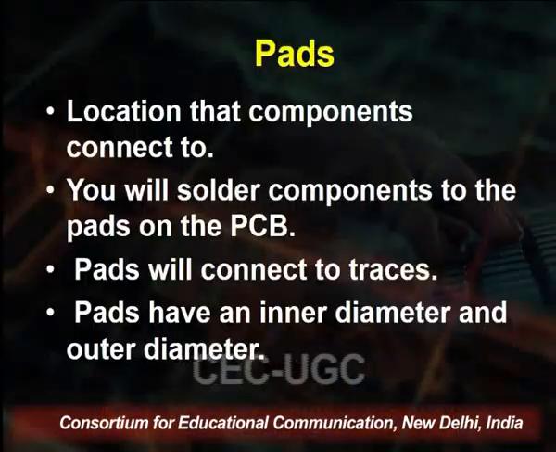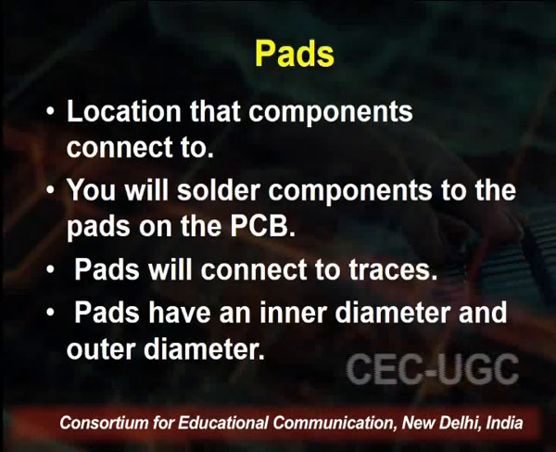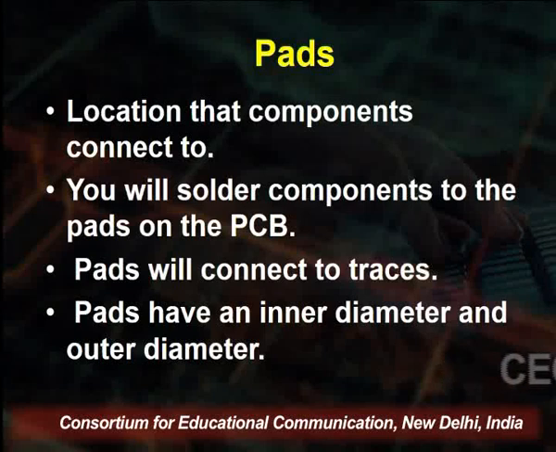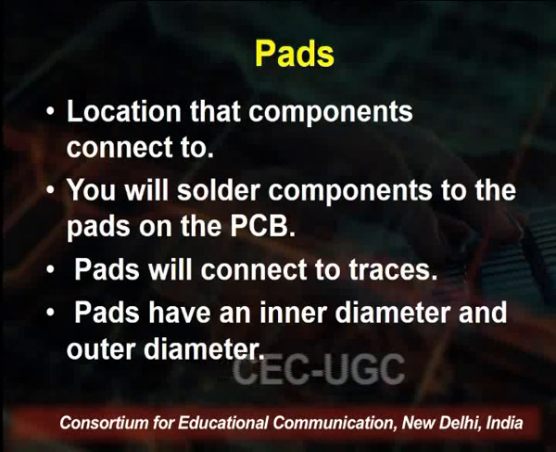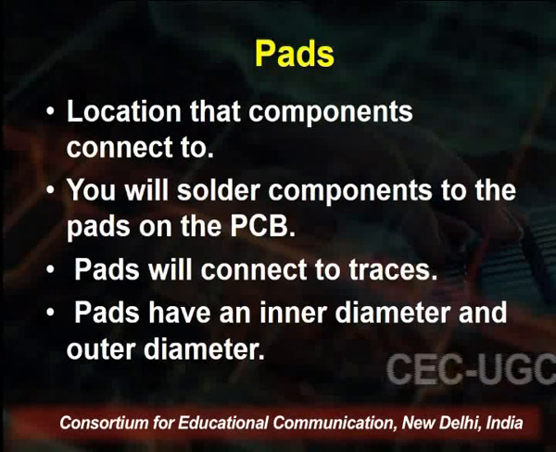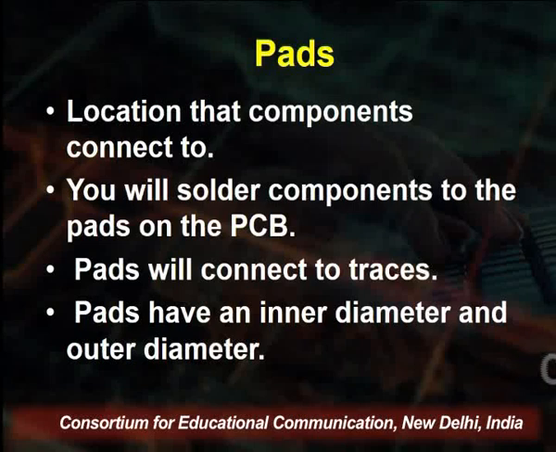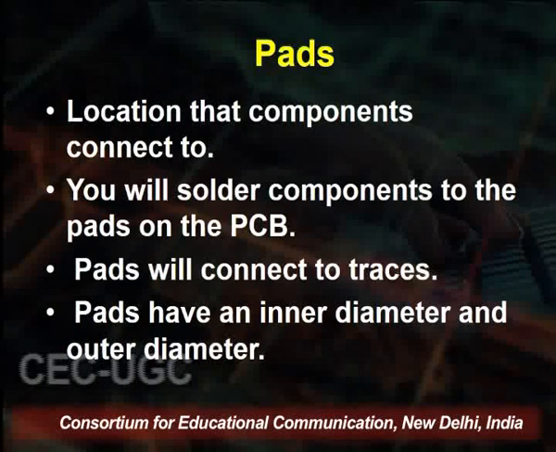Next is the pad, the location that components connect to, the port where we can locate the components so that they can be connected. So one can solder the components to the pads on the PCB. The pad connects the traces. Pads have an inner diameter and an outer diameter. Through the pad all the traces are connected.